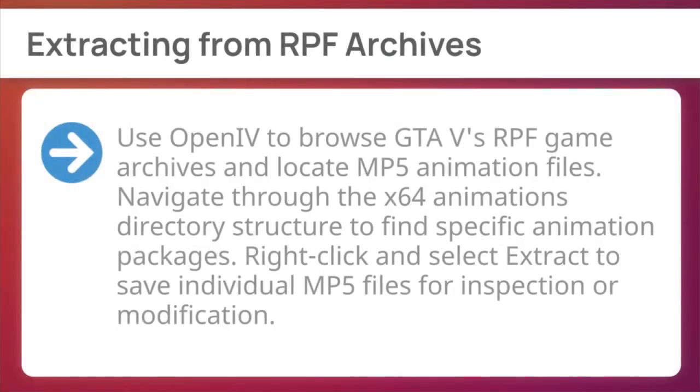First, extracting from RPF Archives. Use OpenIV to browse GTA V's RPF game archives and locate MP5 animation files. Navigate through the x64 animations directory structure to find specific animation packages. Right-click and select Extract to save individual MP5 files for inspection or modification.